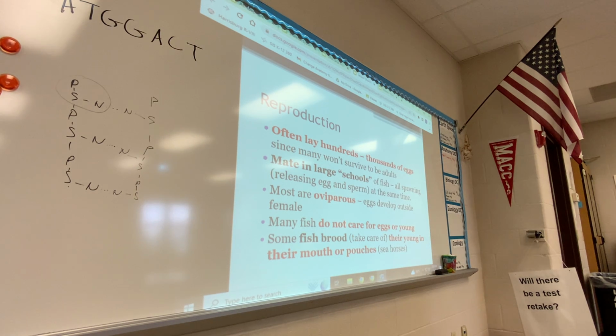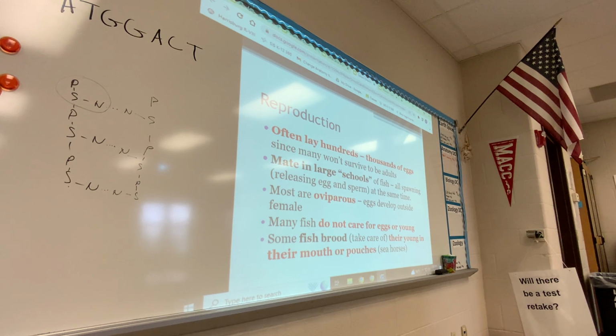So we have just a couple kids and then we invest a lot of time and care and effort into those couple kids to make sure that they do survive. Fish will often mate in large schools and all spawn, or release eggs and sperm, at the same time. That way there's a lot of mixing happening, and hopefully all those eggs and sperm will find each other within that time frame.